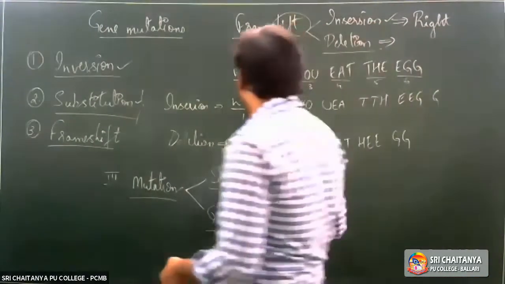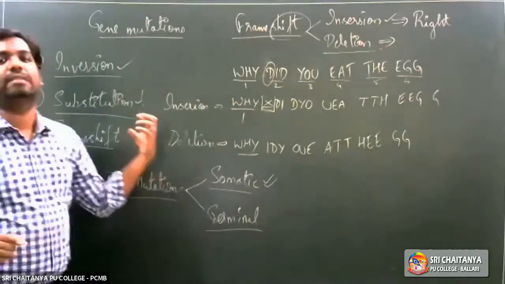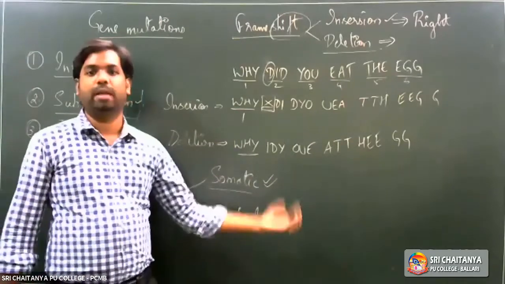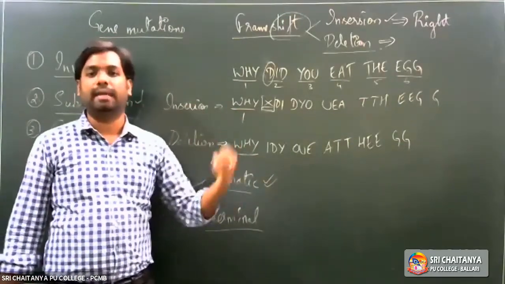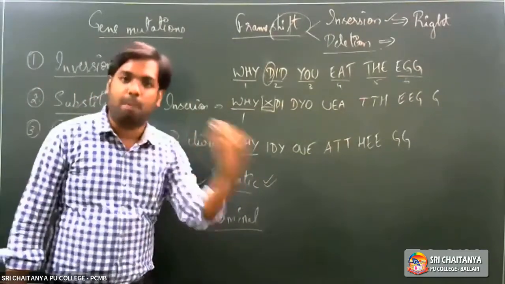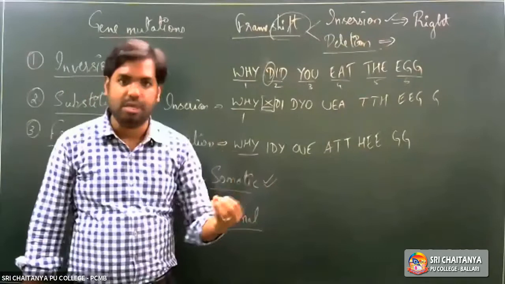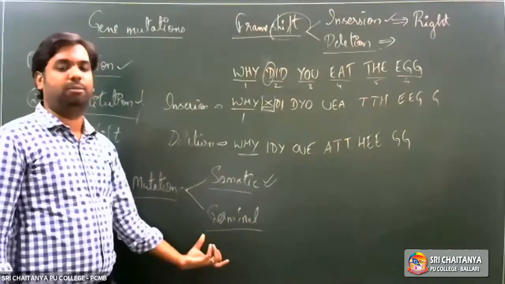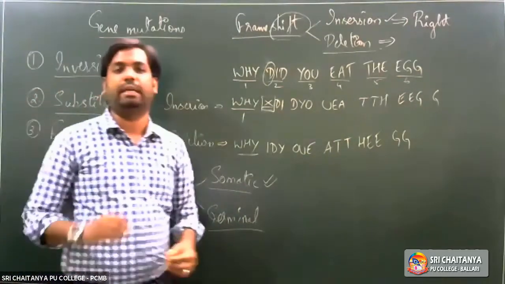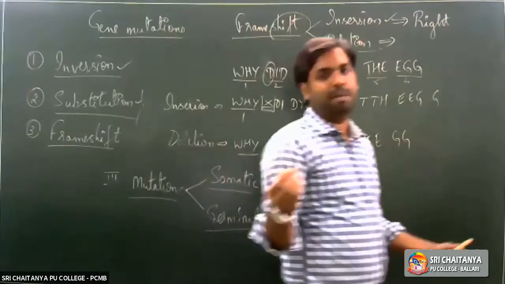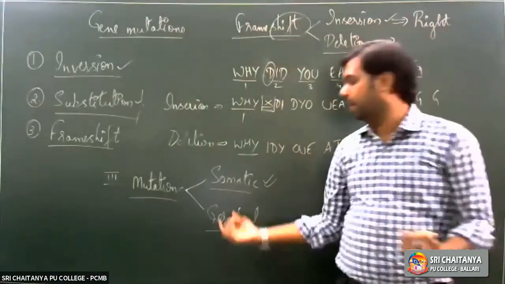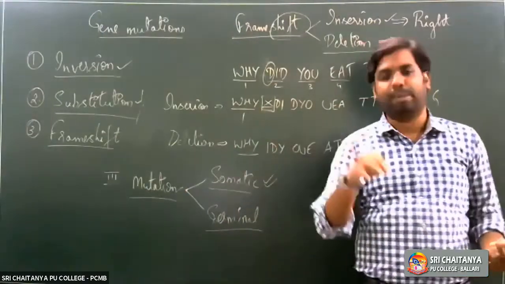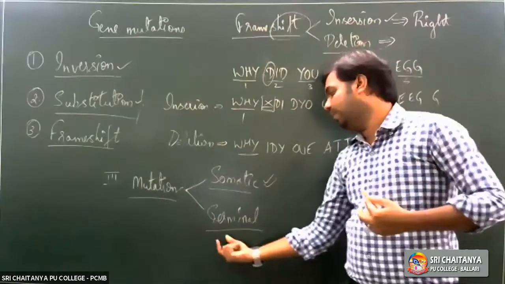So what are somatic mutations? Mutations that occur in the vegetative cells of the body, or the body cells, we call somatic mutation. Simply put, mutations that occur in any of the body cells or vegetative cells are somatic mutations. What about germinal mutation? Germinal mutation is usually seen in the germinal cells, which are the reproductive cells. If there is a mutation happening in the germinal cells or reproductive cells, we call them germinal mutation.